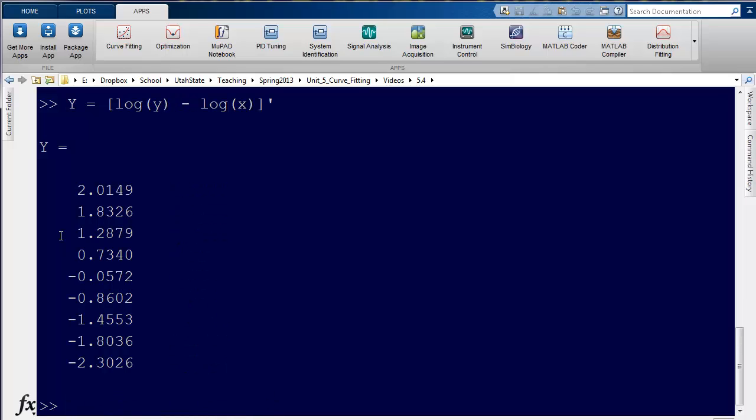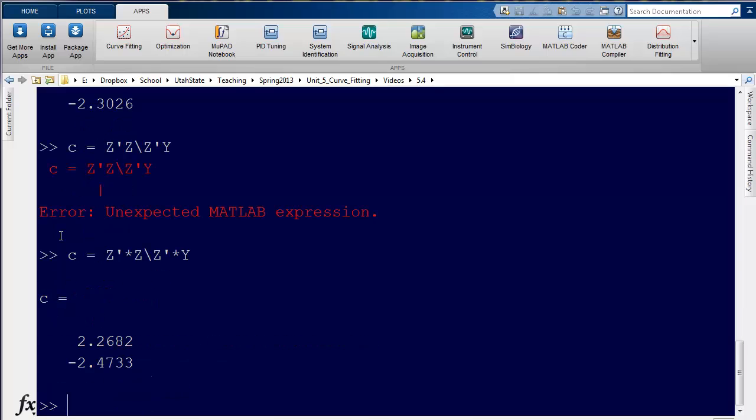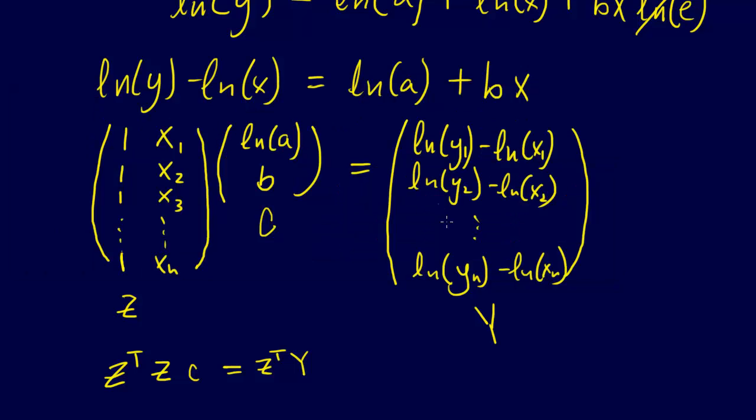Okay, and so then we're going to get our coefficients. I'm going to call them c is equal to z transpose z back divide z transpose y. Oh, of course, I have to put the times signs in there. Okay, and there are the coefficients, and you'll recall that the bottom one is just b straight up. So let's just go ahead and write that.